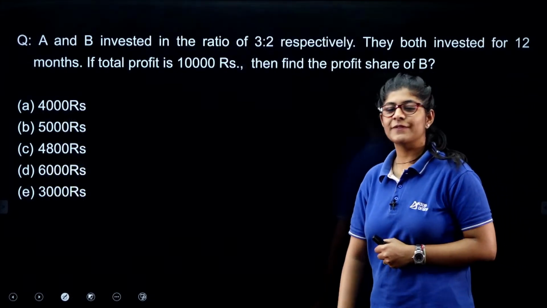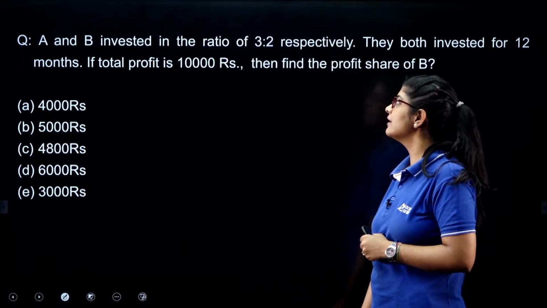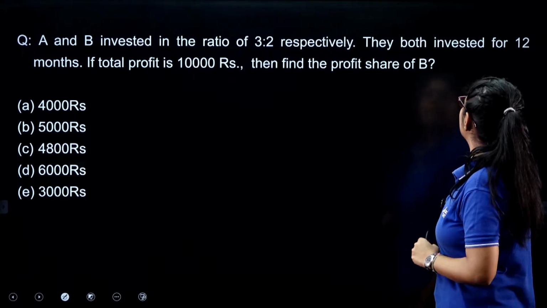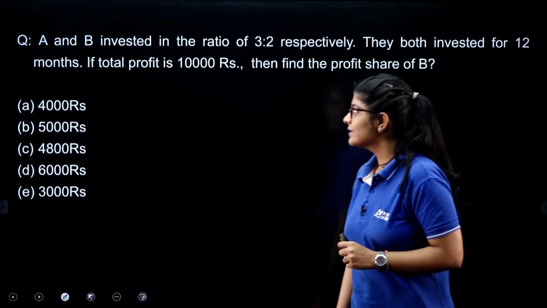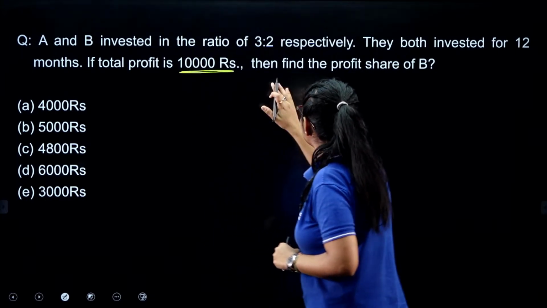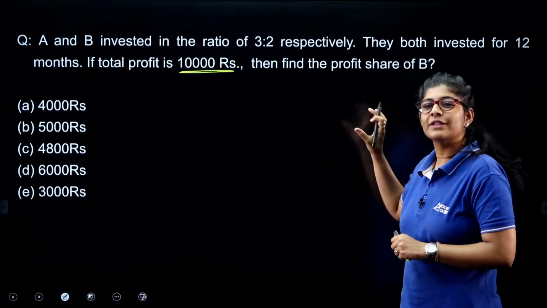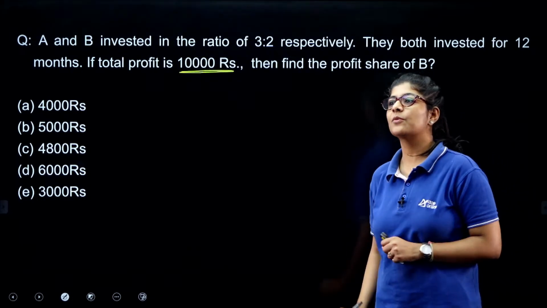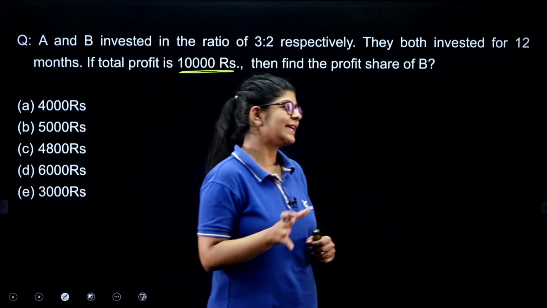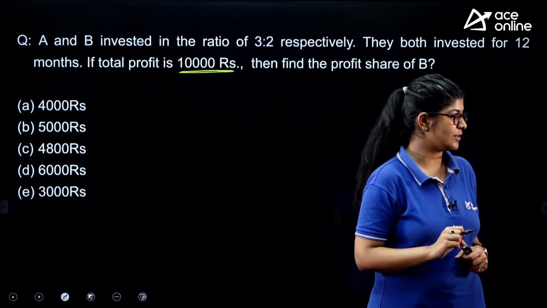The first question is very easy and it is saying that A and B invested in the ratio of 3:2 respectively. They both invested for 12 months. If the total profit is rupees 10,000, then find the profit share of B. This is a very easy question. Without using any pen and paper, you can easily answer this particular question.